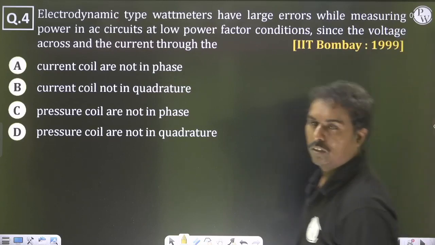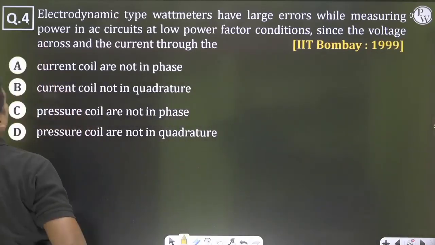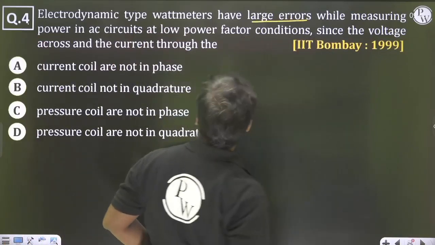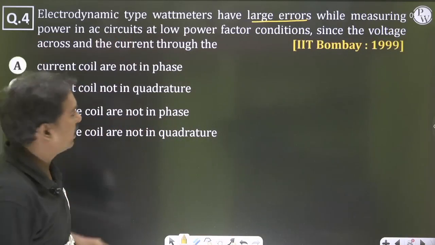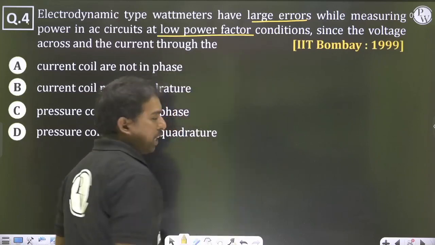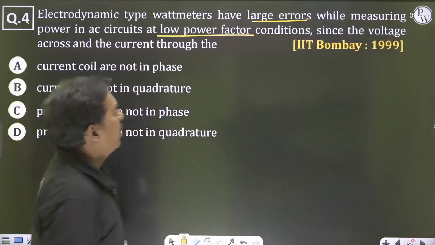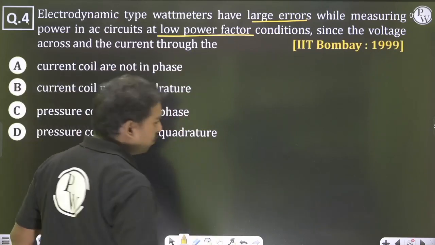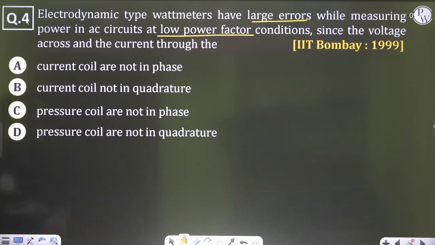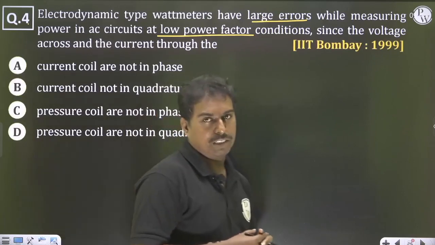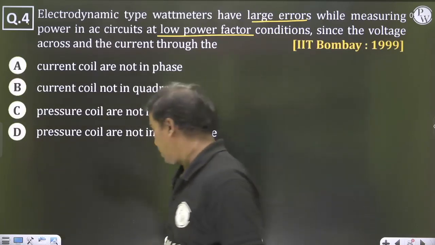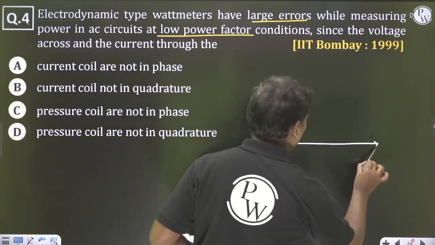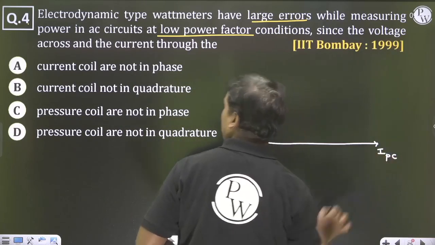Yeah, see this question number 4. Electrodynamic type wattmeters have large errors while measuring power in AC circuits at low power factor conditions. Yes. The voltage across and the current through which coil is having the error? See, the errors are majorly due to what? We expect the current passing through the pressure coil, yes or not?